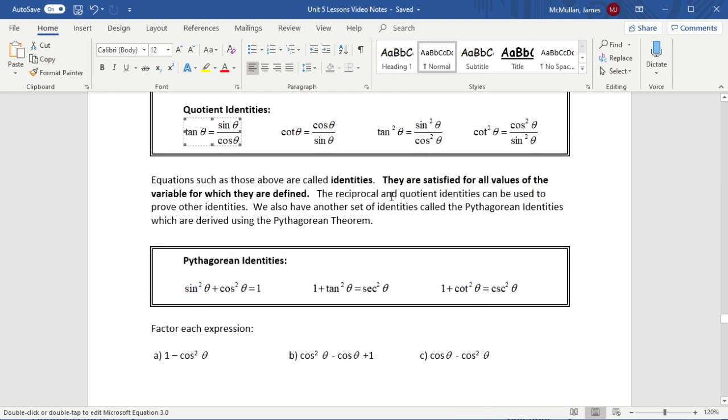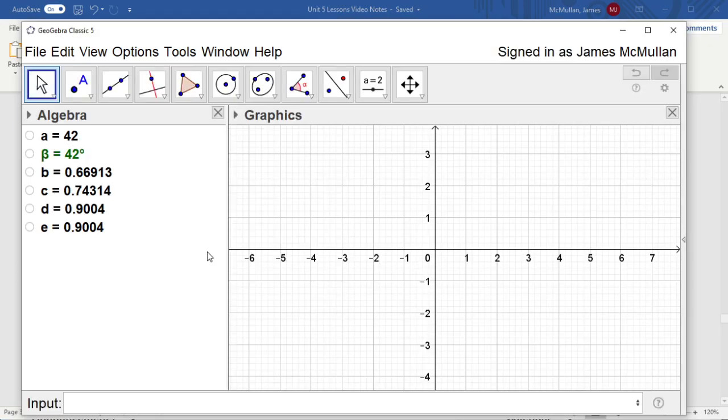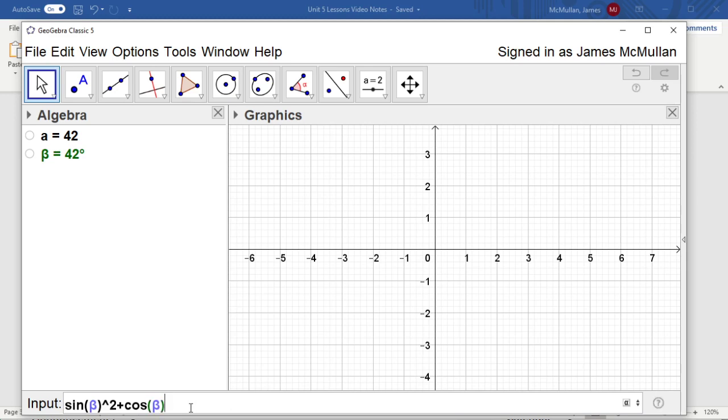Now, the first new identity I'm going to teach is really, really important: the Pythagorean identity. It goes sine squared theta plus cos squared theta equals 1. And again, here's a random angle theta. I'm going to do sine of beta squared plus cos of beta squared, and I always get 1 no matter what angle I pick.